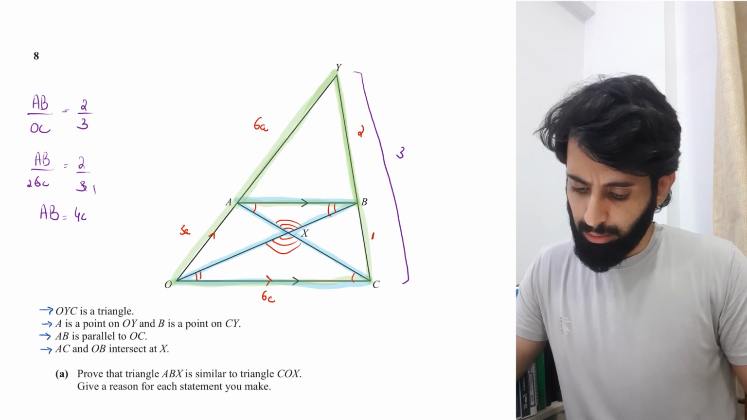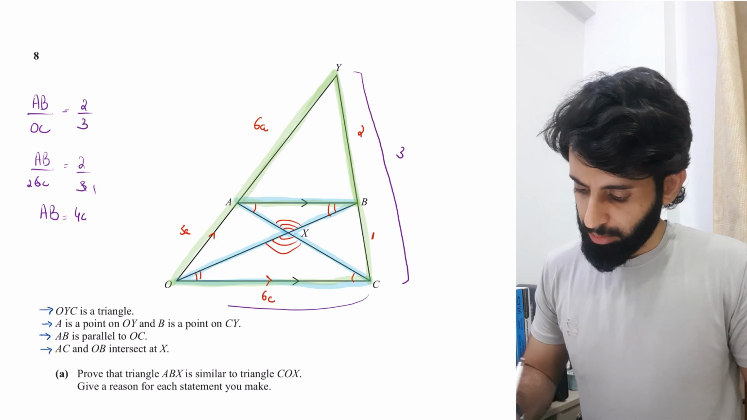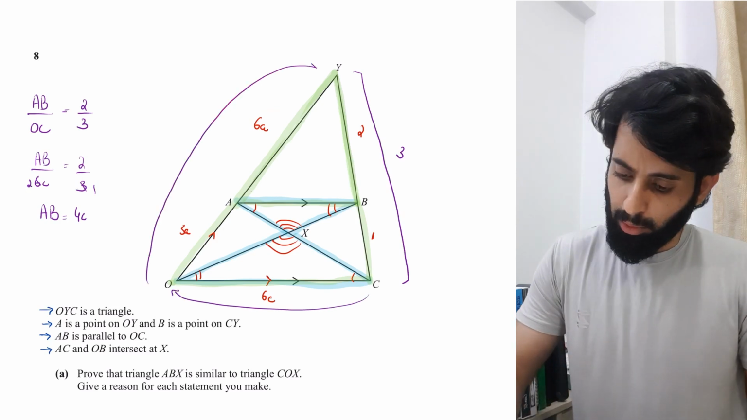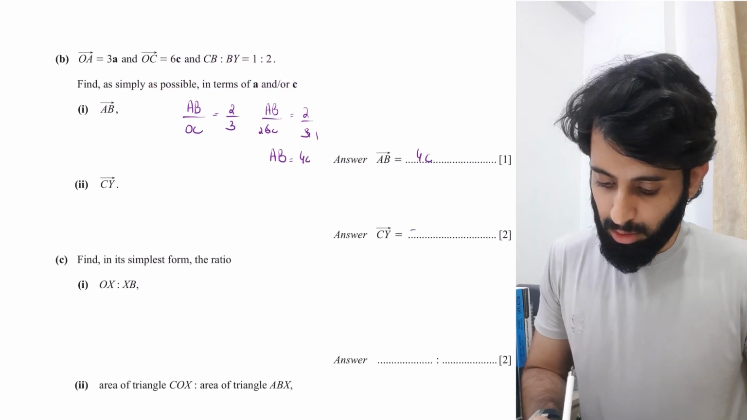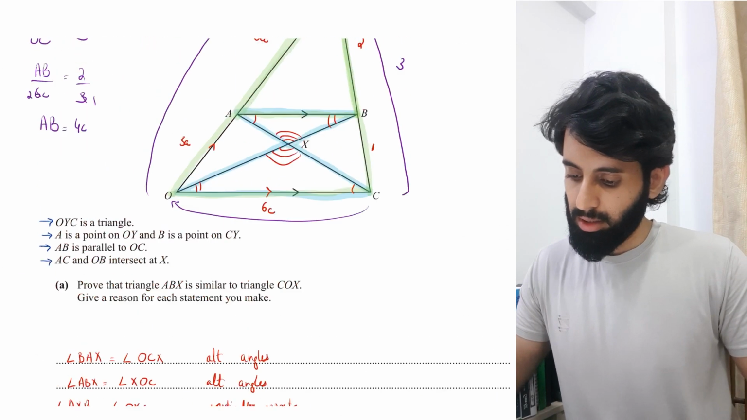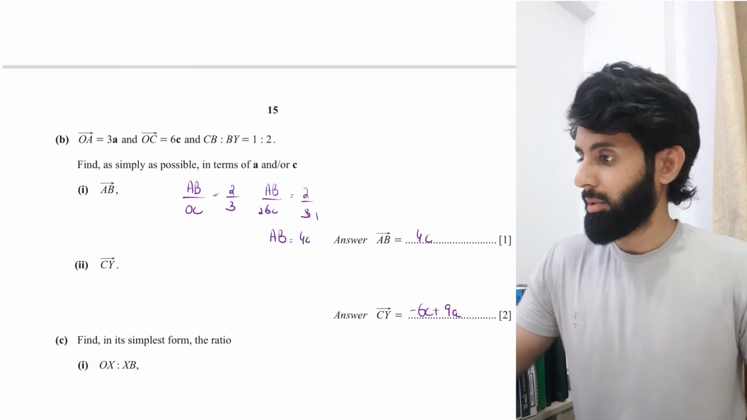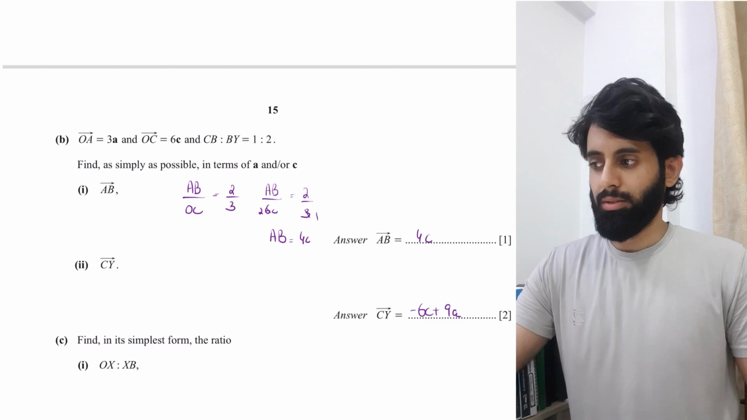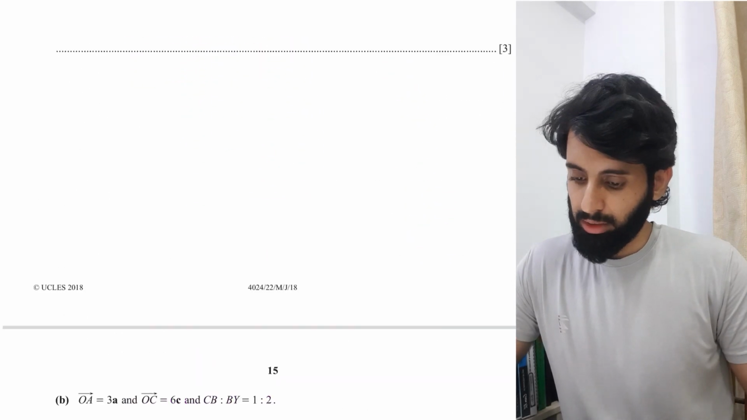Then you have to find CY. If you want to find CY, your safest bet is to go from C to O, and then from O to Y. So CO is going to be minus 6c because we're going in the opposite direction. So minus 6c plus 3a and 6a, so that's 9a. Let's check the answer. 9a minus 6c, that's fine. Same thing. Okay, then it says find, in its simplest form, the ratio OX to XB.